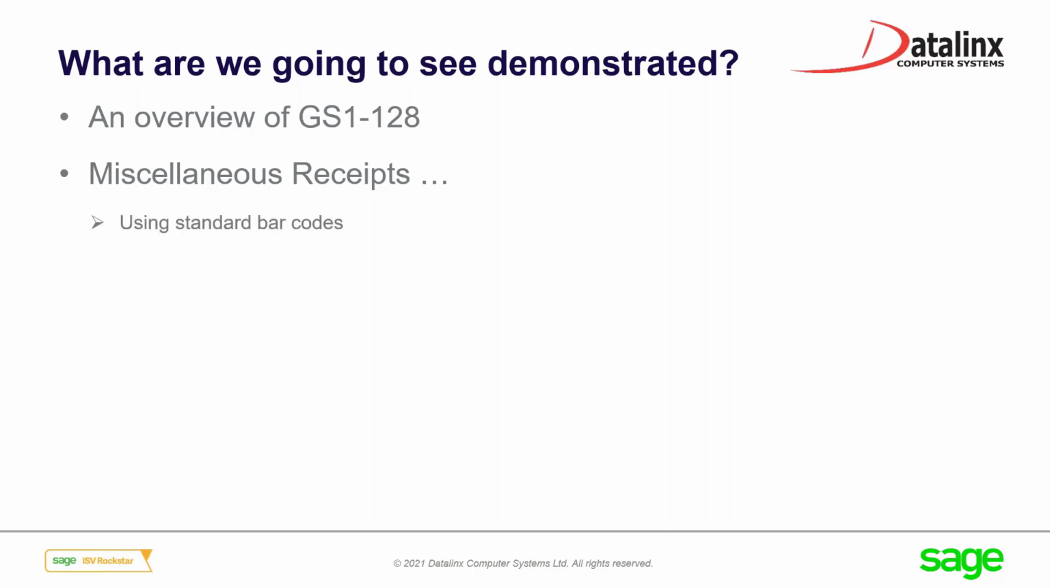The first part will use standard barcodes to receive a quantity of stock, something that we showed in last month's webinar on stock receipts. And the second part will use a GS1 barcode to receive the same quantity of stock, but this time we will see how the application identifiers are decoded and mapped inside Sage. We will also appreciate the operational differences around using each type of barcode.